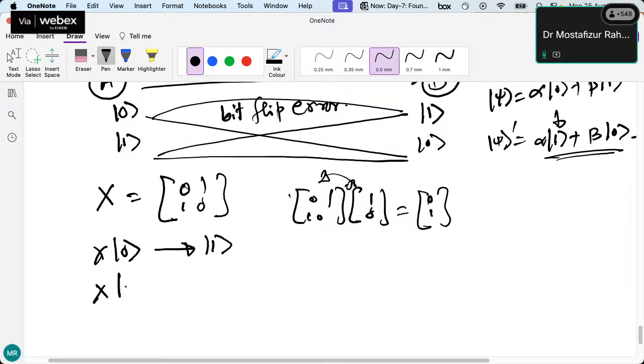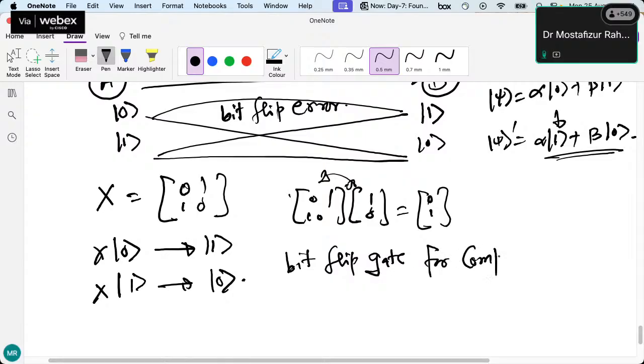And similarly, if you apply X on the state 1, you get state 0, right? So that's why X gates are called the bit flip gate for the computational basis. If you represent your original information in the computational basis, it means 0 and 1, you get 0 and you get 1.